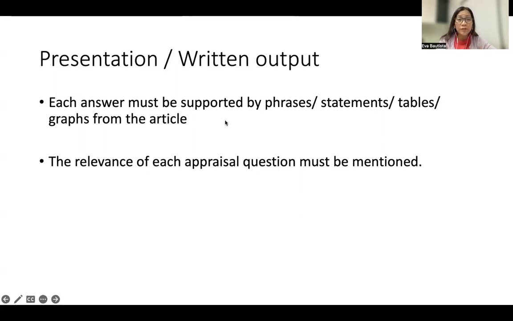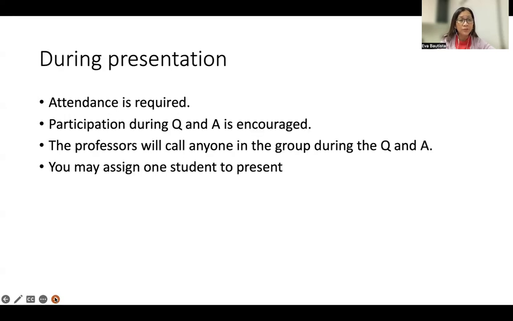each answer to the appraisal question must be supported by, it could be phrases or statements or tables or graphs from the article, okay, supporting your answer of yes particularly, okay? Now, the relevance of each appraisal question must also be mentioned, okay? Why do you think it's being asked, okay? Not just answer with a yes or a no.